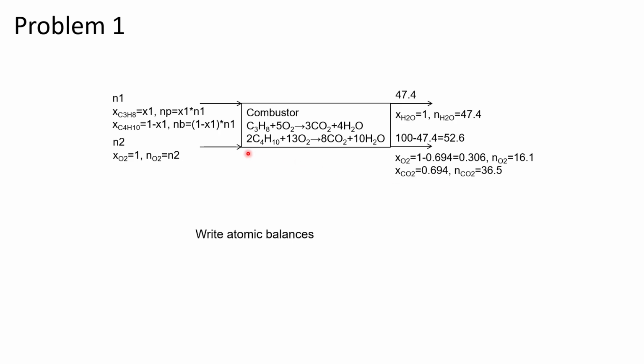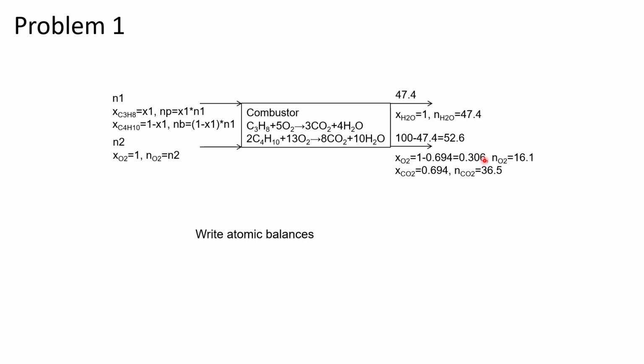Well, this is what I think you should have found. First off, let's look over here at the hydrocarbon feed. We're going to write NP to represent the flow rate of propane in the stream, and write NB to represent the flow rate of butane. Since this stream is pure oxygen, the flow rate of oxygen is just going to be equal to N2. It's 1 times N2. Now up here, we could also write the flow rate of propane as the mole fraction, which is X1 times the total, N1. Or we can write the flow rate of butane as the composition of butane, which is 1 minus X1 times the total. But we're going to use NP and NB instead.